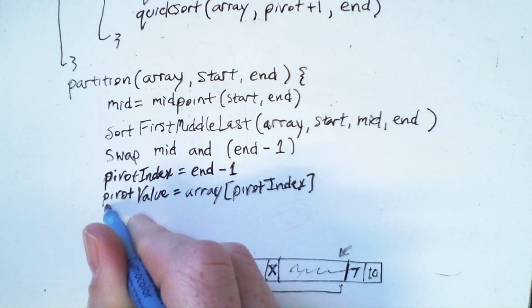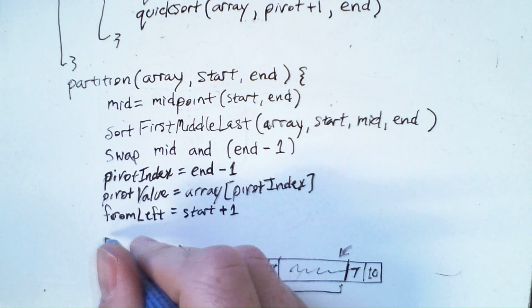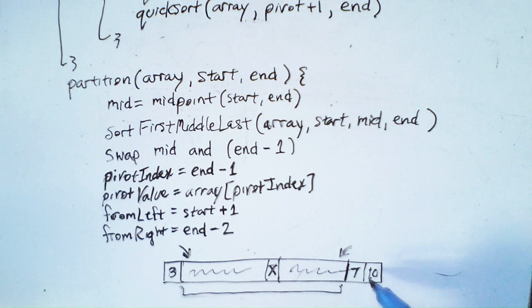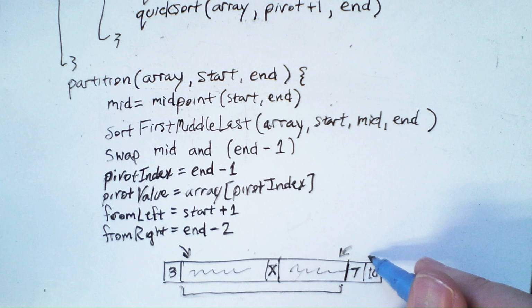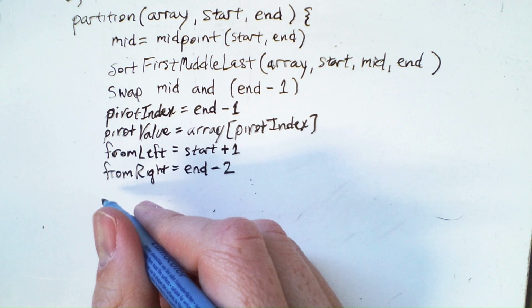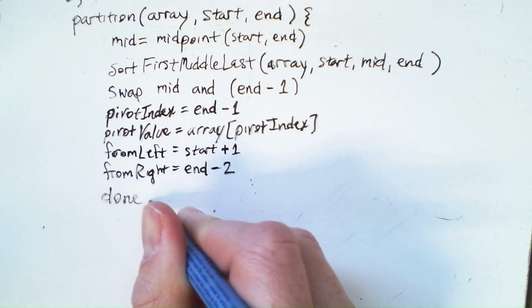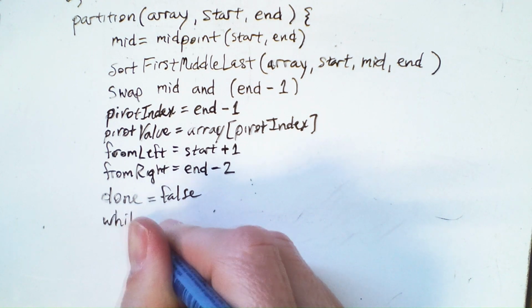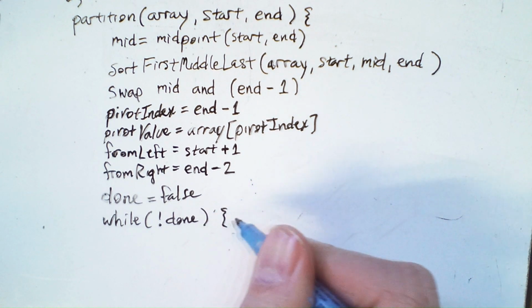So that means I have a variable that is looking at things from the left and a variable that's looking at things from the right. Now notice that because I put the pivot here, my starting point on the right is actually 2 positions before the end index, hence the minus 2. Next, I'm just going to define a variable done that's false, and then loop as long as I'm not done. So while not done, do the following.